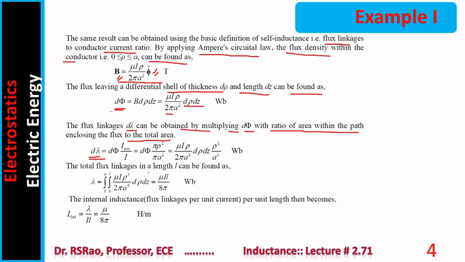The total flux linkages in a length L can be found as lambda equal to the integral from 0 to a and 0 to L of mu I rho cube by 2 pi a power 4 d rho dz. Performing integration, we get mu I L by 8 pi. Internal inductance, that is flux linkages per unit current per unit length, then becomes mu by 8 pi, same as what we got by following a different path.